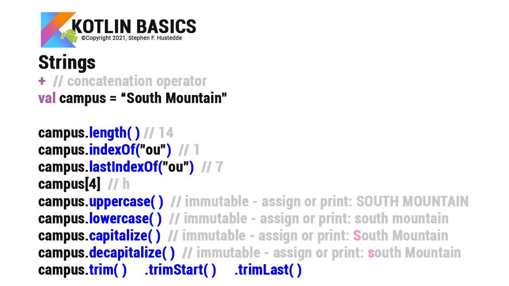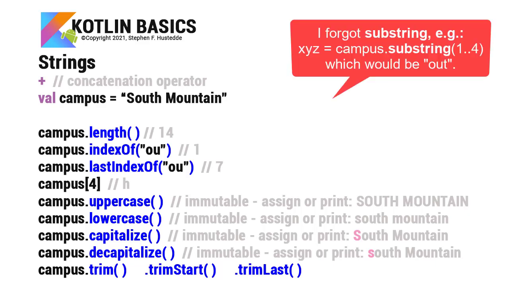We have uppercase and lowercase. These are immutable, so they don't change the string. They are used more for assigning a string to another string variable or printing out a string. Likewise, there's a capitalize, which capitalizes the first letter, and a decapitalize, which lowercases the first letter. And then, of course, there are methods for trimming all the spaces from the beginning and from the end with trim start and trim end. There's a whole lot of other methods available in strings, but those are the main ones, and we'll look at some more down the road.